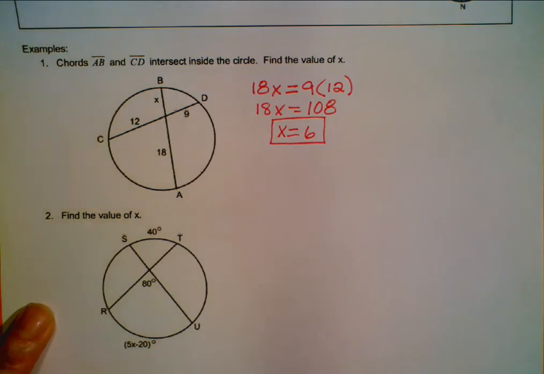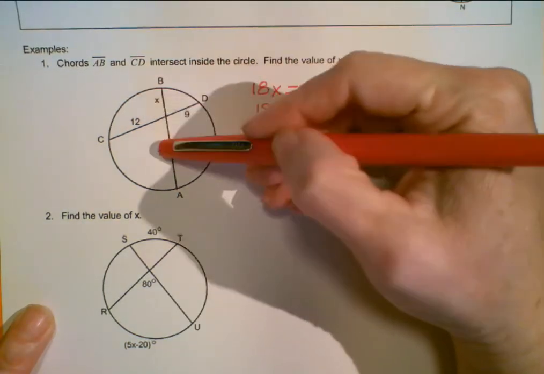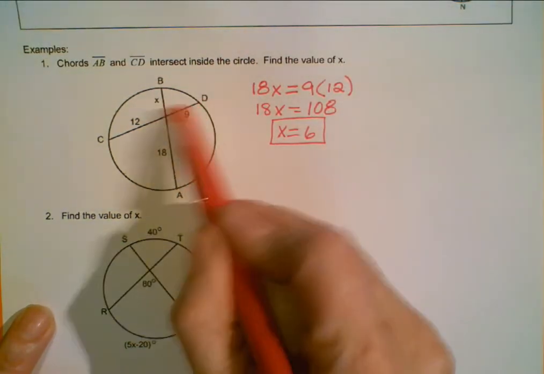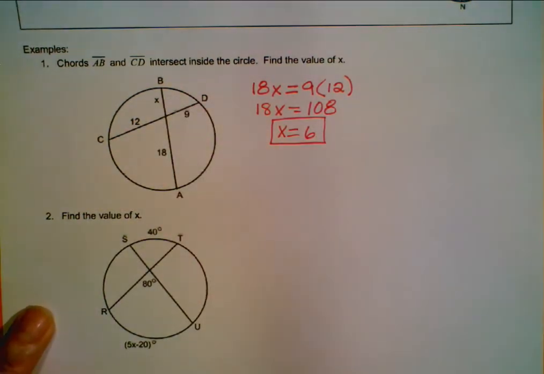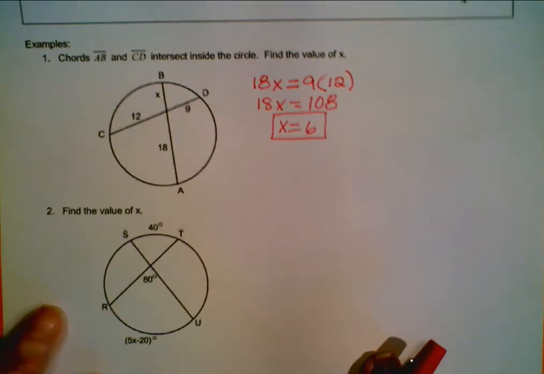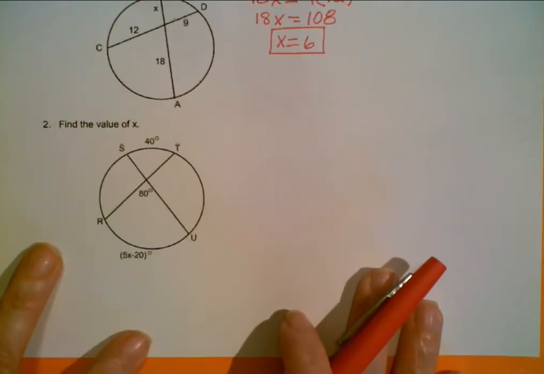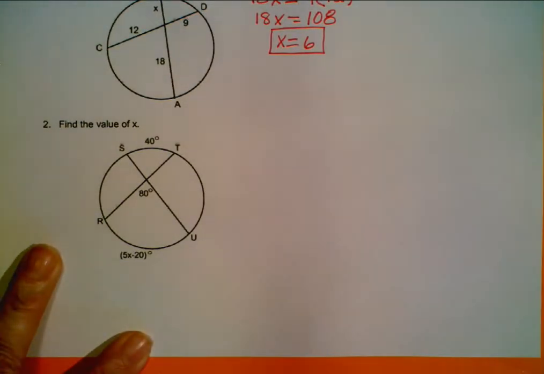So when determining segment lengths, the two parts of one chord multiplied together equal the two parts of the other chord multiplied together. And number two, we're working with angle and arc measure. So on number two, find the value of x.